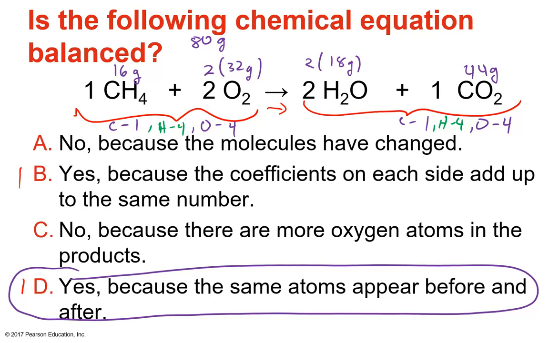So, of course, 2 times 18 makes 36. 36 and 44 makes 80 grams. So the mass is conserved because the atoms were conserved. And so that's why they called it the conservation of mass.